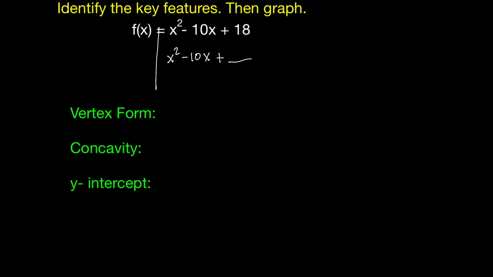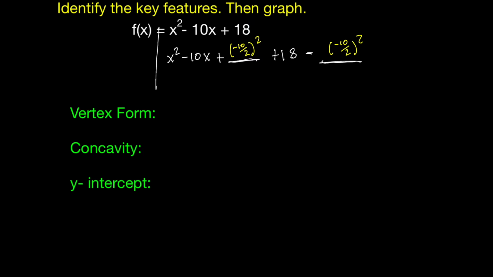I'm going to add the quantity that's going to give me the perfect square trinomial. But instead of adding this to the left-hand side, I'm just going to subtract it at the end of the 18. So plus 18 minus that quantity, which is going to be the coefficient of x, here that's negative 10, divided by 2, and then we're going to raise that to the second power.